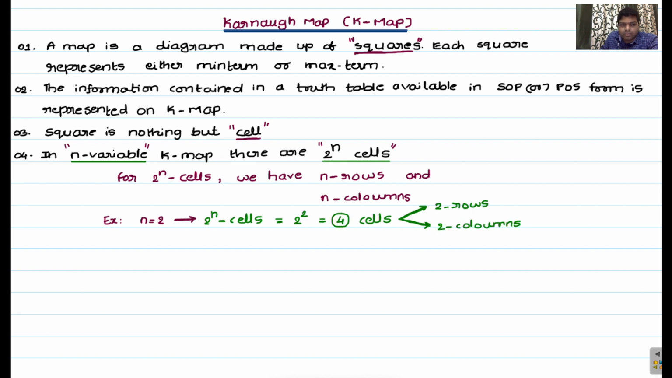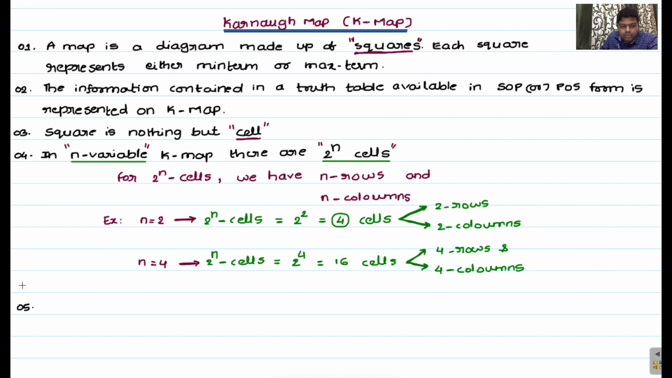In a similar way, if we are taking n equals 4, how many cells will we get? 2 to the power of n cells. That means 2 to the power of 4, where n equals 4. So we will get 16 cells. Out of 16 cells we have 4 rows and 4 columns, total 16 cells.